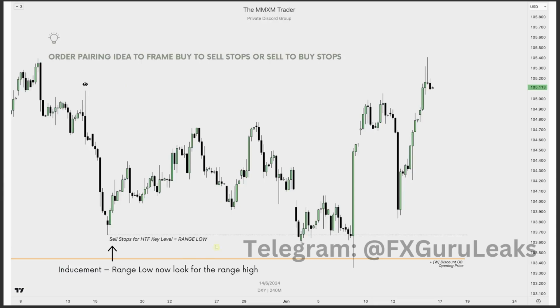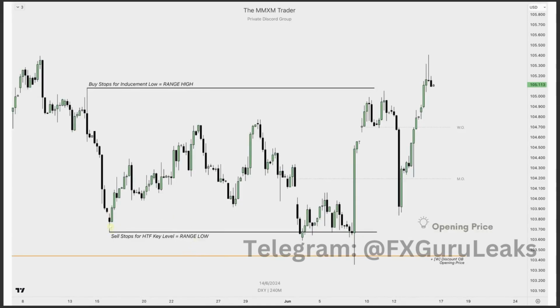And SMT, and that will be high probability for a smart money reversal. So if you look at this range we have, right, these sell stops down here and buy stops above here, outlining that monthly opening price and the weekly opening price. With the monthly, that weekly time frame dipped into that key level, that discount order block, right? So we're pairing up the sell stops below this range low, and now we want to pair it up with the buy stops above this range high.